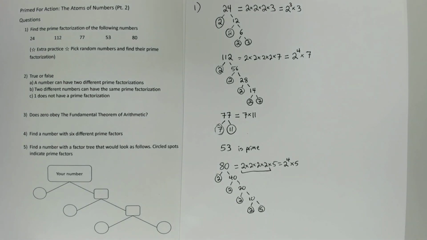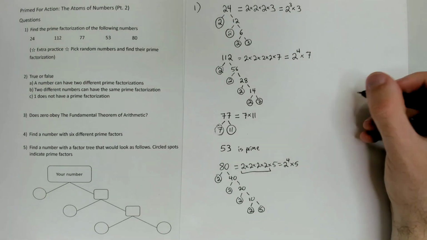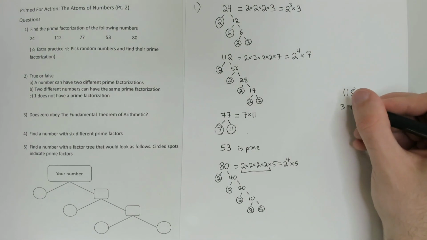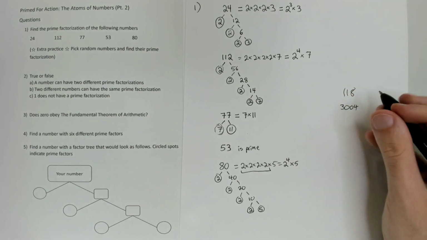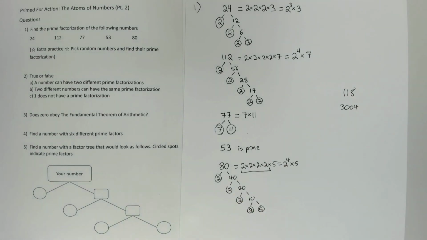All right, so I hope those made sense to you. And to get really comfortable with this, for extra practice, you just simply pick a random whole number and see what its prime factorization is. You could do like 118, 3004, right? Just pick any number you want, and you can find its prime factorization. All right, let's move on to number 2.